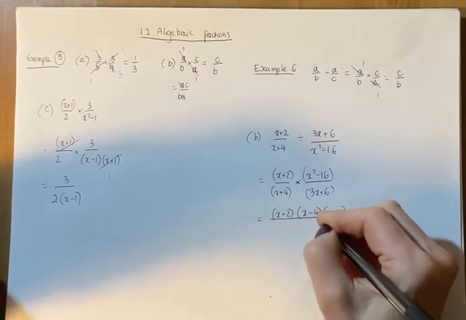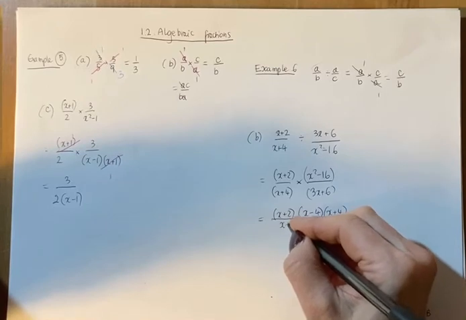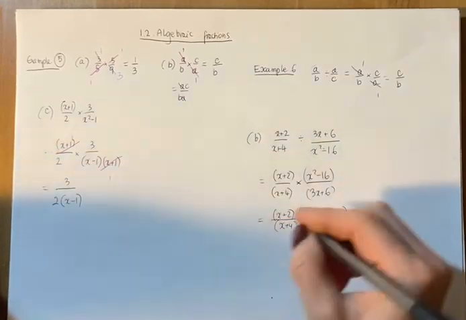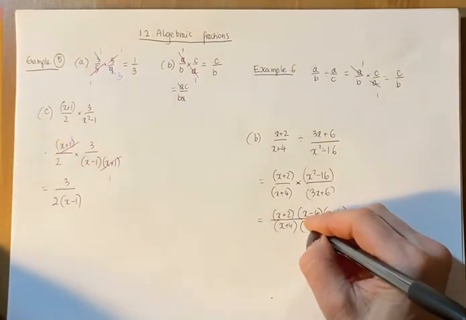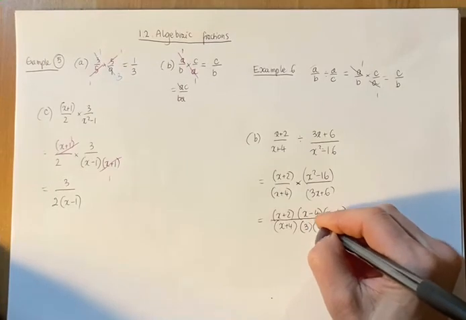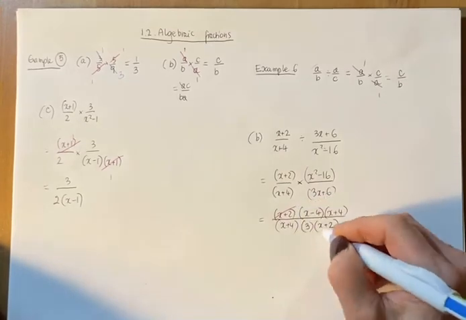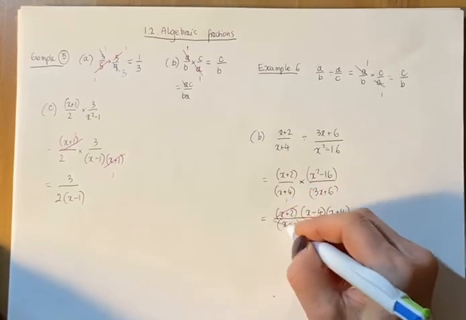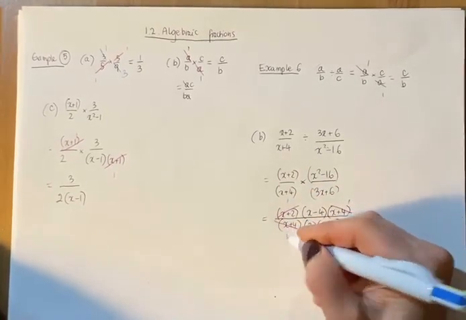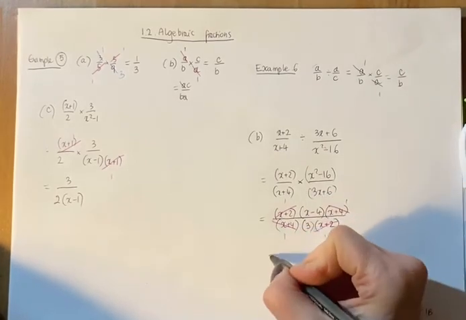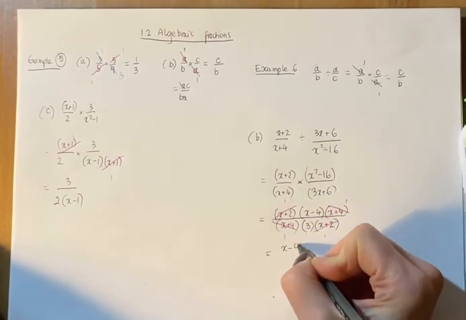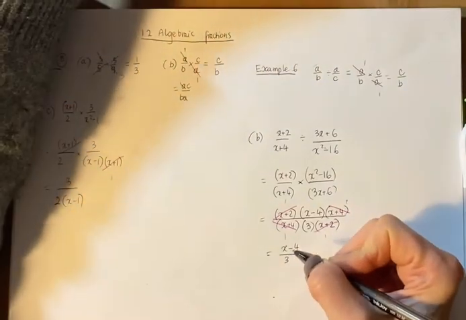In the denominator, I've got x plus 4, because remember the numerators are multiplied by each other, and this is 3 times x plus 2. So the common factors can be cancelled. There's 1 here, x plus 4, 1, 1. So you've got 1 times x minus 4, which is x minus 4 over 3.